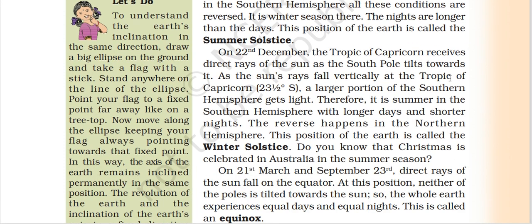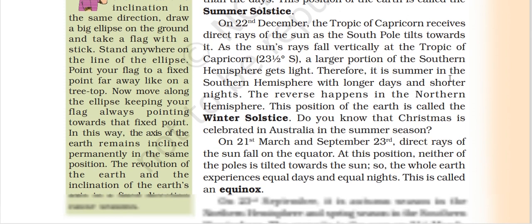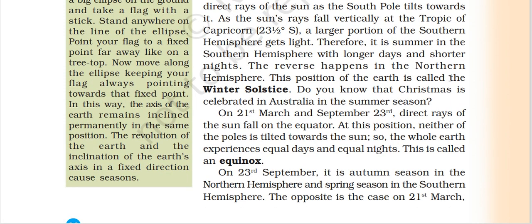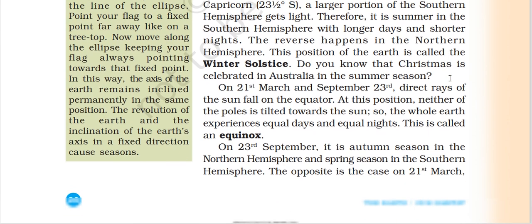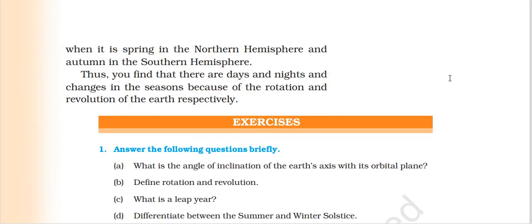On 21 March and 23 September, direct rays of the sun fall on the equator. At this position, neither pole is tilted towards the sun, and the whole earth experiences equal days and equal nights. This is called the equinox. On 23 September, it is autumn in the northern hemisphere and spring in the southern hemisphere. The opposite is the case on 21 March, when it is spring in the northern hemisphere and autumn in the southern hemisphere.